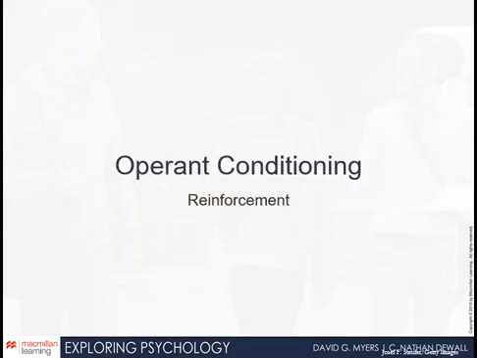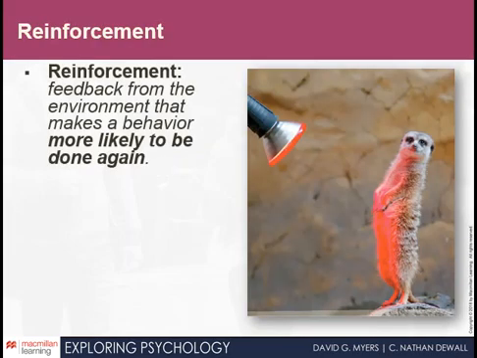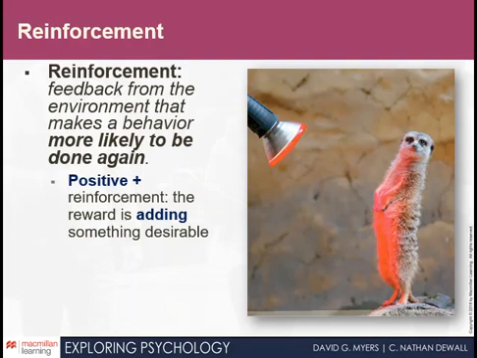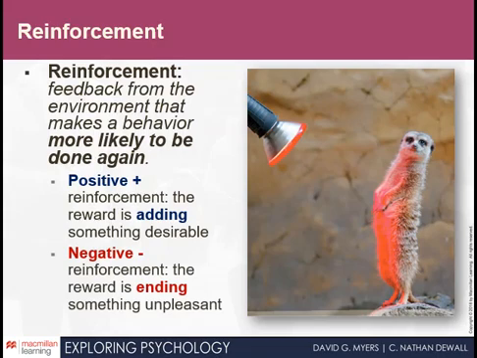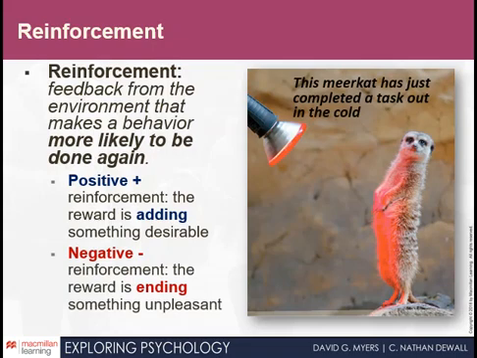So let's look at operant conditioning reinforcement. Reinforcement, feedback from the environment that makes a behavior more likely to be done again. Positive reinforcement, the reward is adding something desirable. Negative reinforcement, the reward is ending something unpleasant. The meerkat has just completed a task out in the cold. For the meerkat, this warm light is quite desirable.